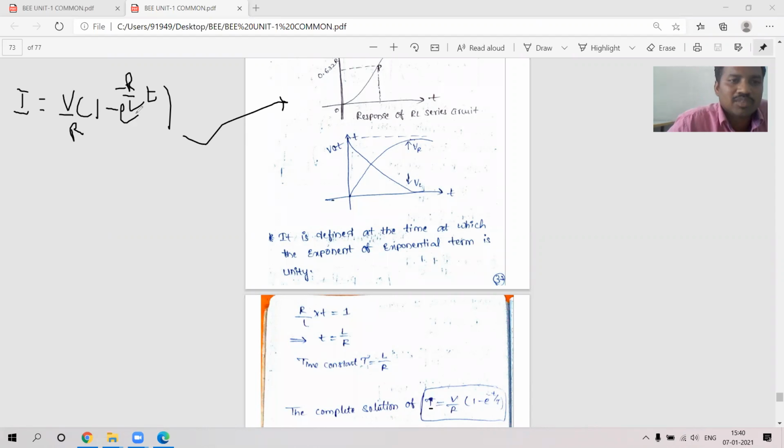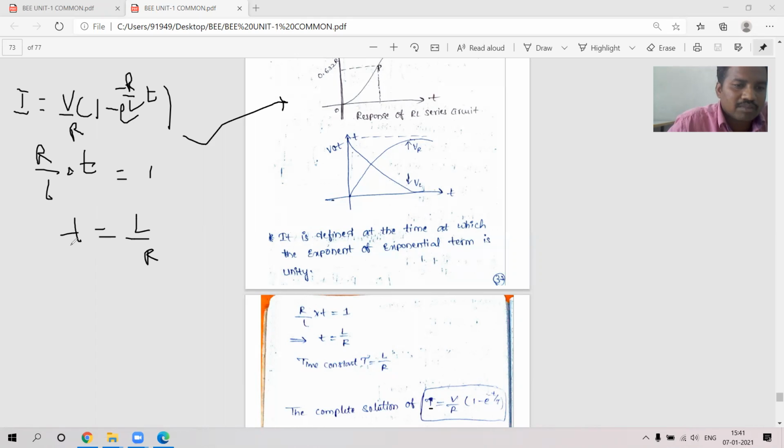Let us take the exponent of the exponential. In the exponential term, the exponent is what? R by L only, no? That is R by L into T. And how do we get that current graph? It is becoming unity only, no? The graph is reaching unity. That means the time constant we are going to get here is t equal to L by R.